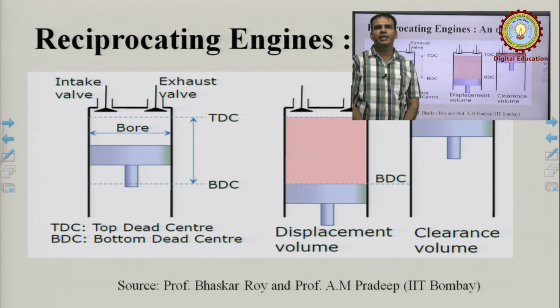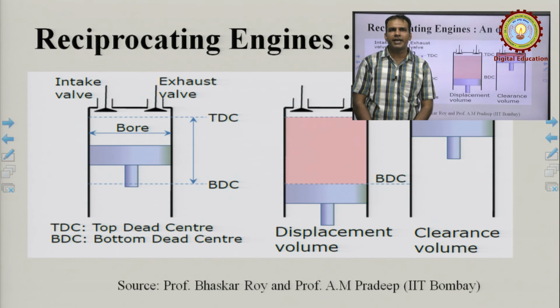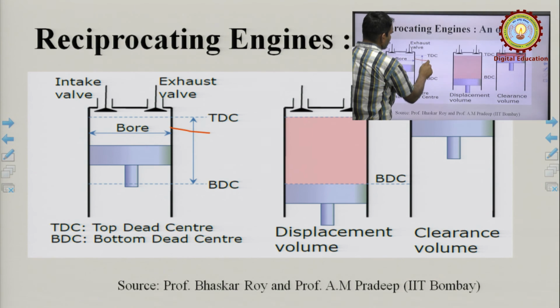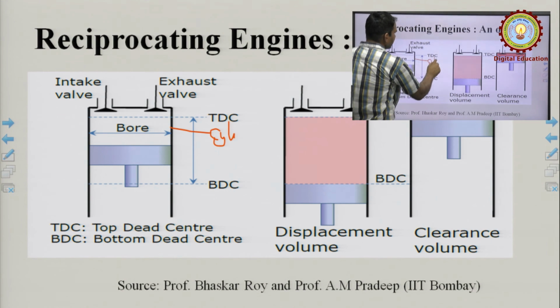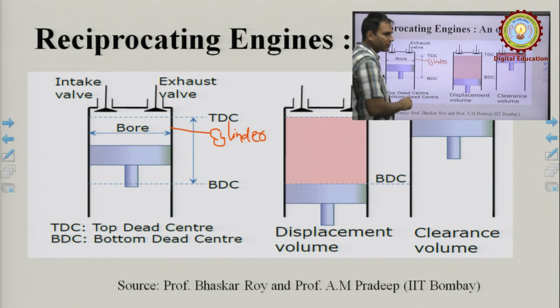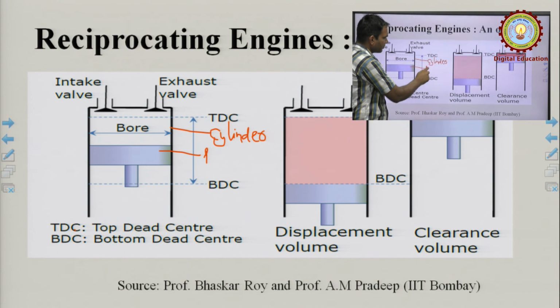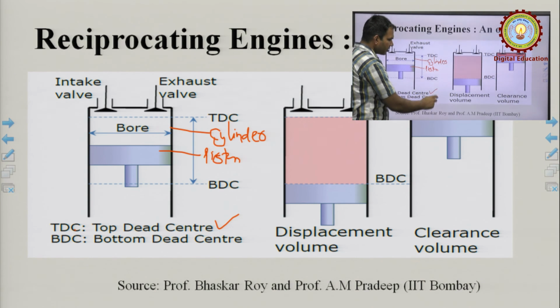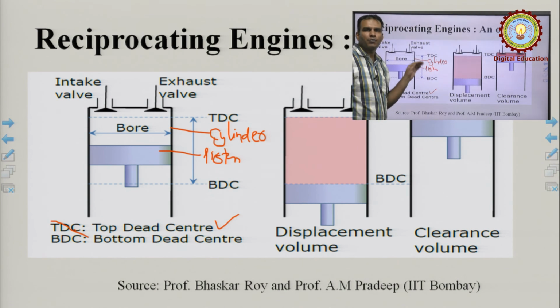Before studying air standard cycles, you should have a preliminary idea of the reciprocating engine. Like in these diagrams, you can see this is the cylinder, this is the piston, which reciprocates inside the cylinder from TDC to BDC or from BDC to TDC. TDC is the top dead center, the position of the piston at the topmost position, and BDC is the position of the piston at the bottommost position.